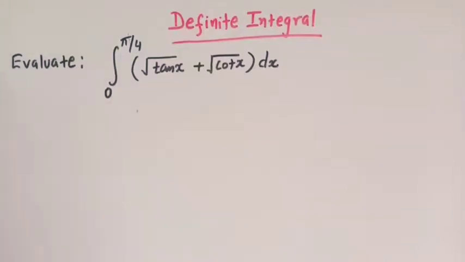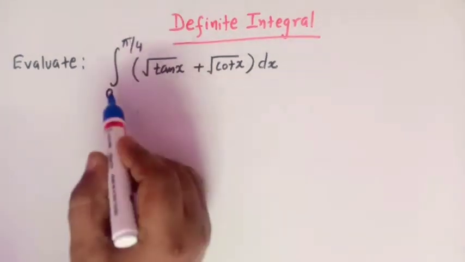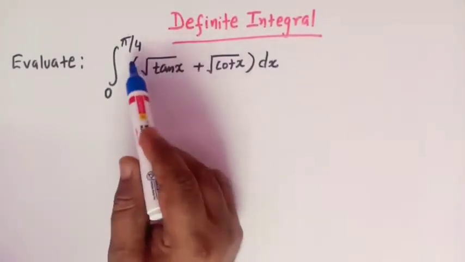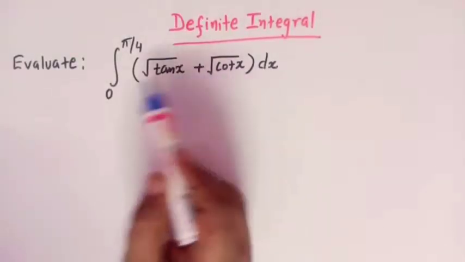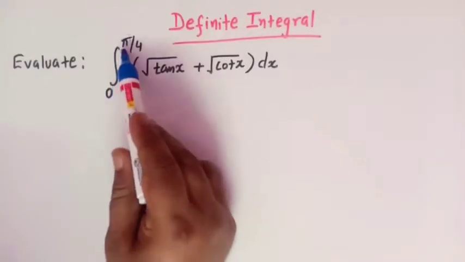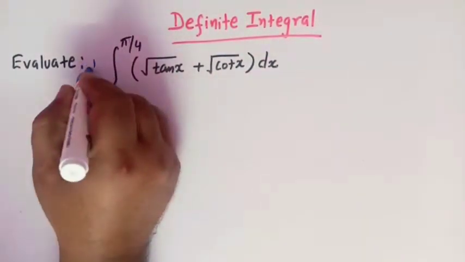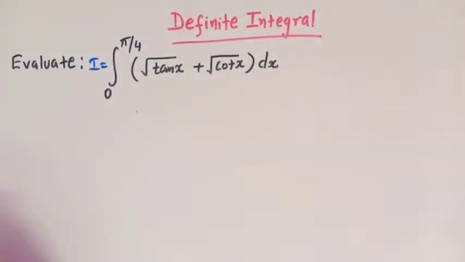Hello viewers, in today's class we are going to take up one important definite integral. Here we have to integrate this function, square root of tan x plus square root of cot x, from 0 to pi by 4. Let us call this integral I.